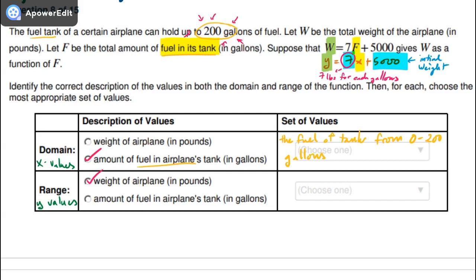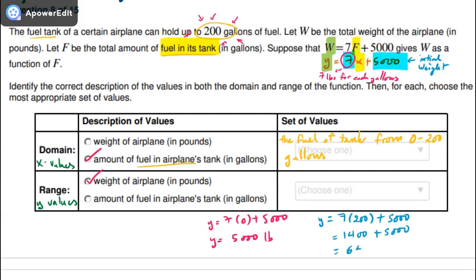Okay, so what happens when I plug in 0? y equals 7 times 0 plus 5,000, so y equals 5,000 pounds. So with 0 gallons in it, the airplane itself weighs 5,000 pounds. Then what happens if I plug in 200? y equals 7 times 200 plus 5,000. 7 times 200 is 1,400, plus 5,000. That gives you 6,400.